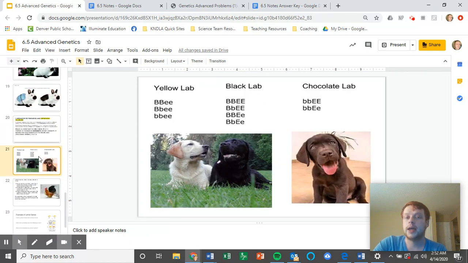So if we're looking at actual coat color, even though yellow is the recessive trait, it's more likely to appear than chocolate. The reason for that is that if you have any pairs of lowercase e's, then the yellow displays regardless of what's in front of it.